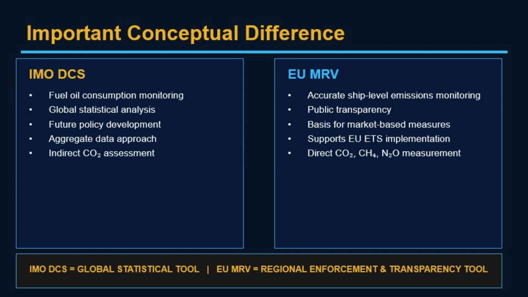IMO DCS is primarily designed for fuel oil consumption monitoring, statistical analysis, policy development, and aggregated reporting. EU MRV is designed for accurate ship-level emissions monitoring, public transparency, regulatory enforcement, support of EU ETS, and direct greenhouse gas reporting. The easiest way to remember the difference is: IMO DCS is a global statistical tool. EU MRV is a regional enforcement and transparency tool.